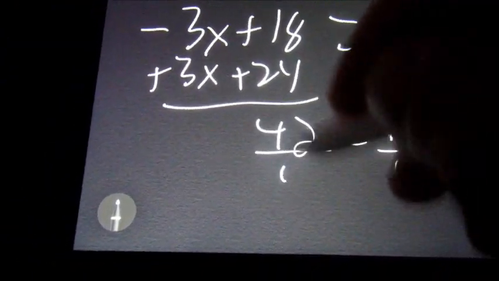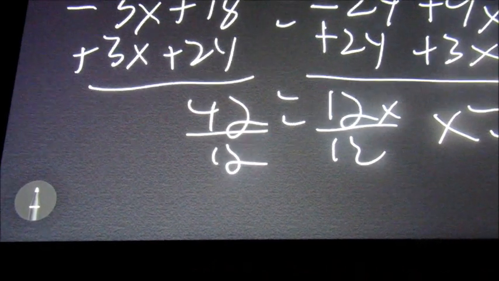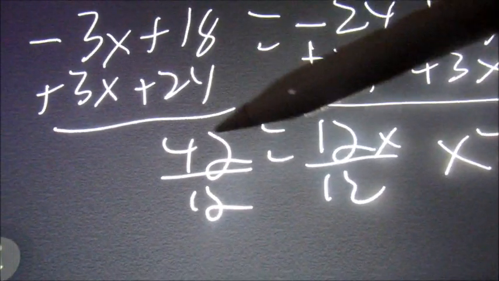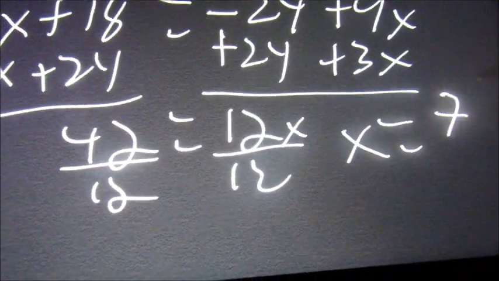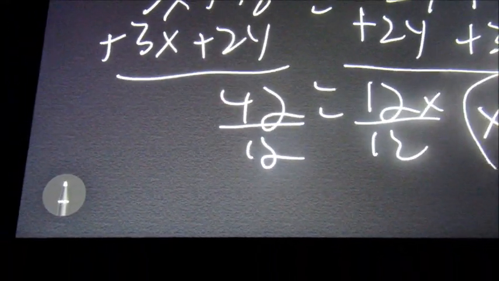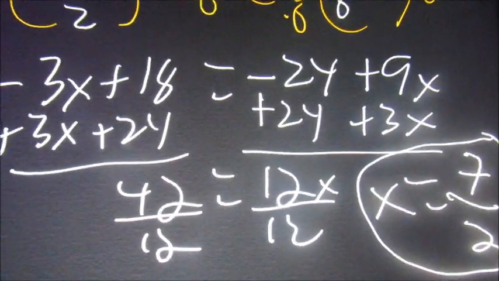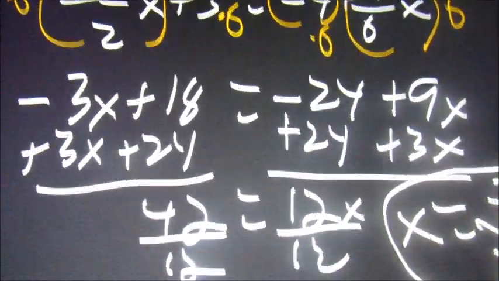Divide both sides by 12. We're going to have x equals 42 divided by 12. We can simplify that by dividing both of them by 6. 42 divided by 6 is 7. And 12 divided by 6 is 2. So our answer here is 7 over 2. And that is it for section 2.3.